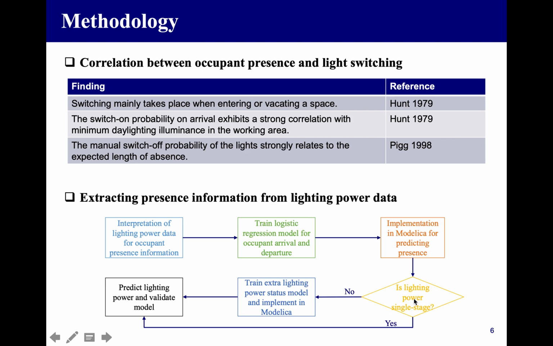So if the lighting system is simply on-off control, then we simply multiply the presence with the nominal power of the lighting system. However, if the lighting system is multi-stage control, then we need to train some extra lighting power status models and also implement them in Modelica.